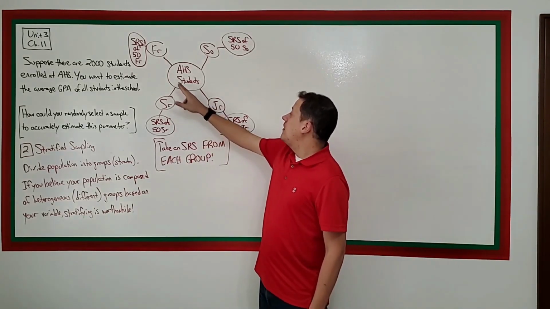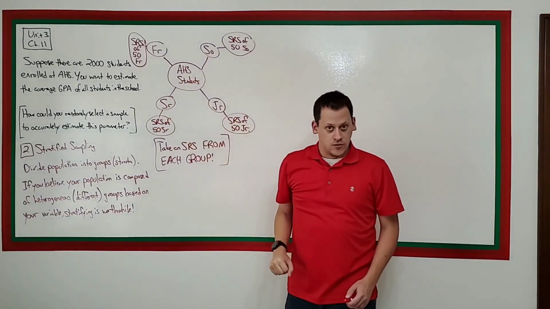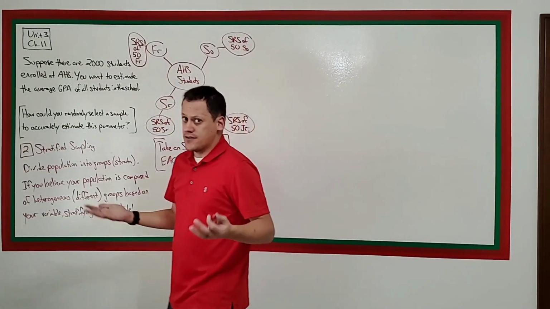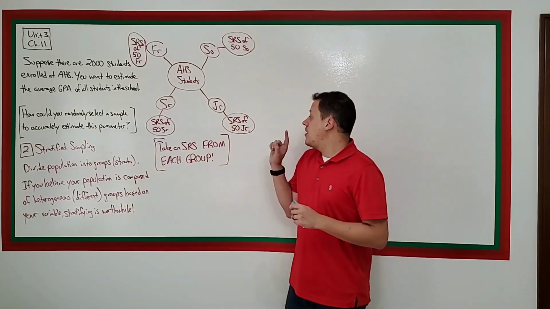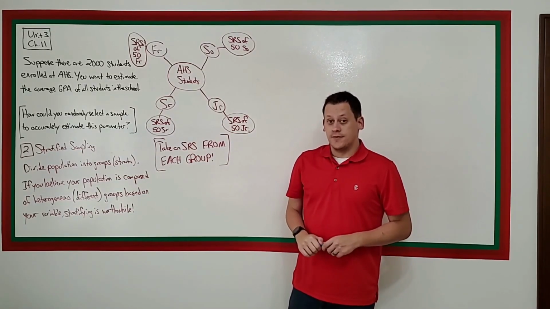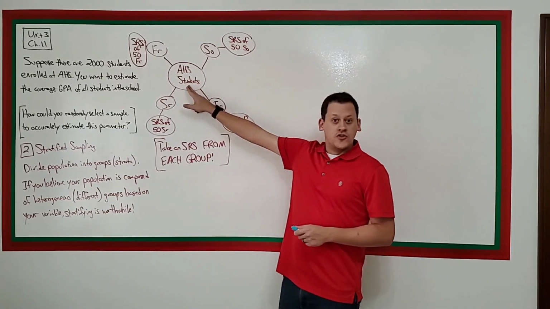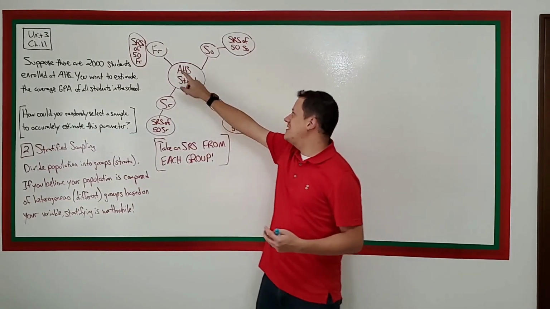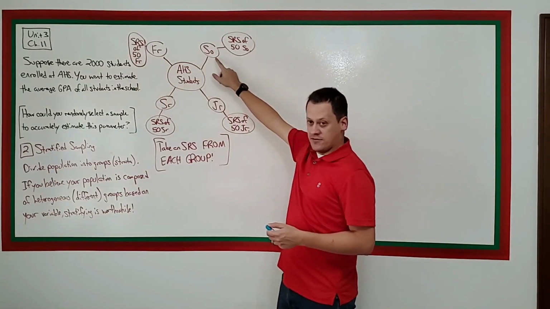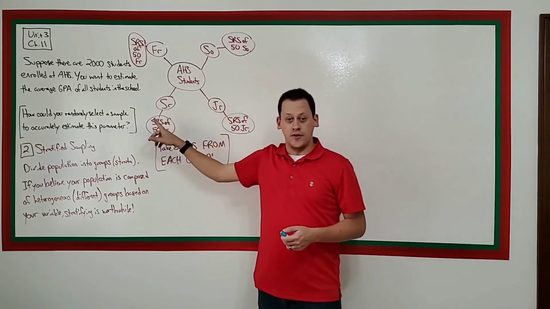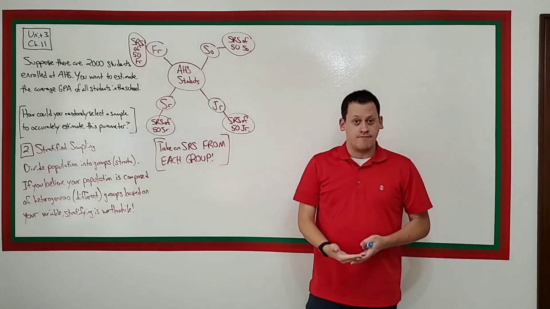And it's best if your variable of interest is different between those groups. Otherwise, you should just SRS from the population. I want to note before we get to method 3, you still need the sampling frame to do this, right? You may not need a list of all the students in the high school, but you would at least need a list of all the freshmen, so you could take an SRS of 50, a list of all the sophomores, all the juniors, and all the seniors. You can't do a stratified sample if you don't have that sampling frame.